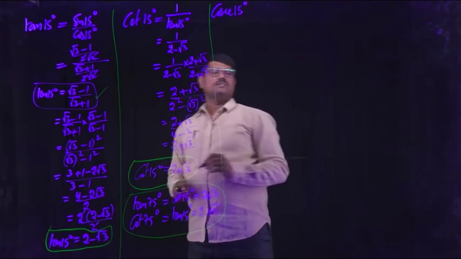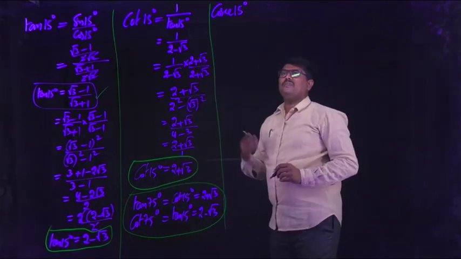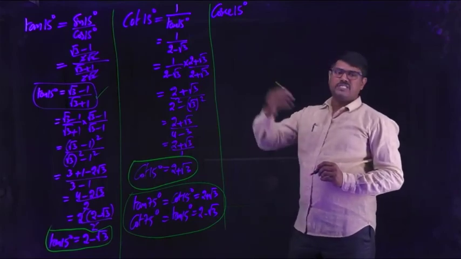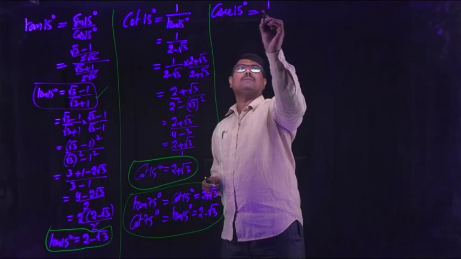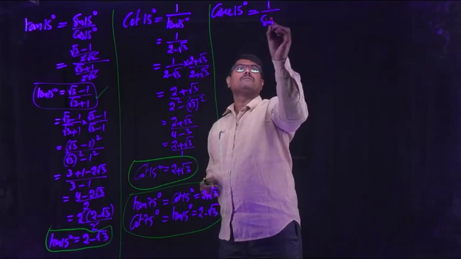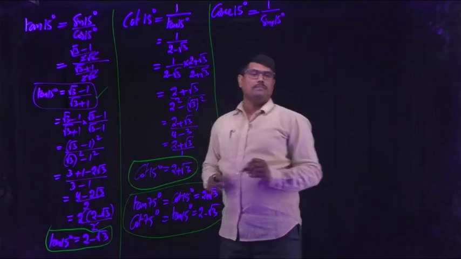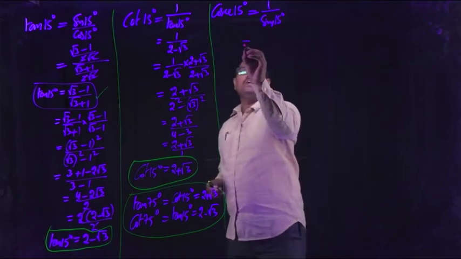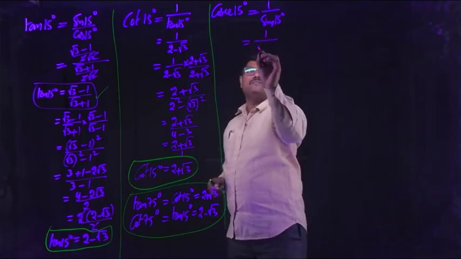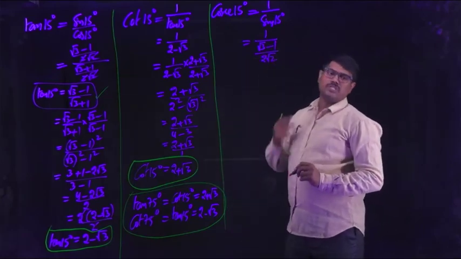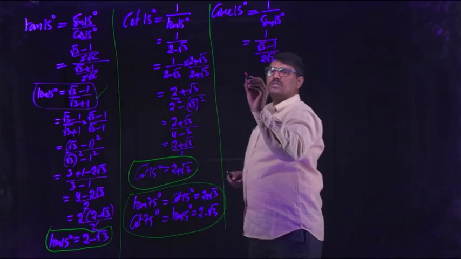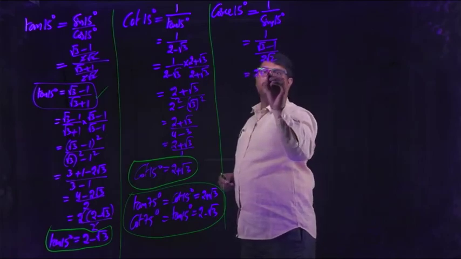Cosecant 15 degrees. Actually, we know cosecant is the reciprocal of sine. So cosecant 15 is 1 by sine 15. And already we obtained the value of sine 15, which is root 3 minus 1 by 2 root 2. So this will become 2 root 2 by root 3 minus 1.